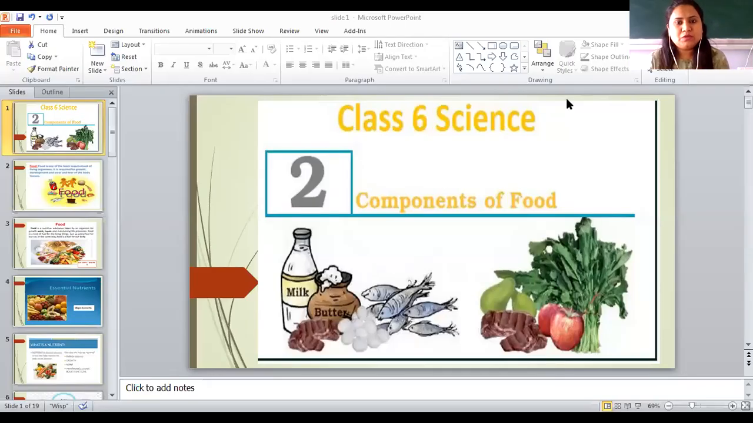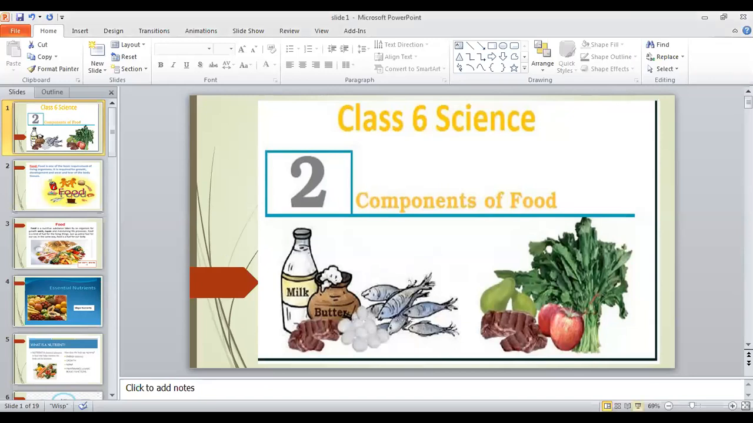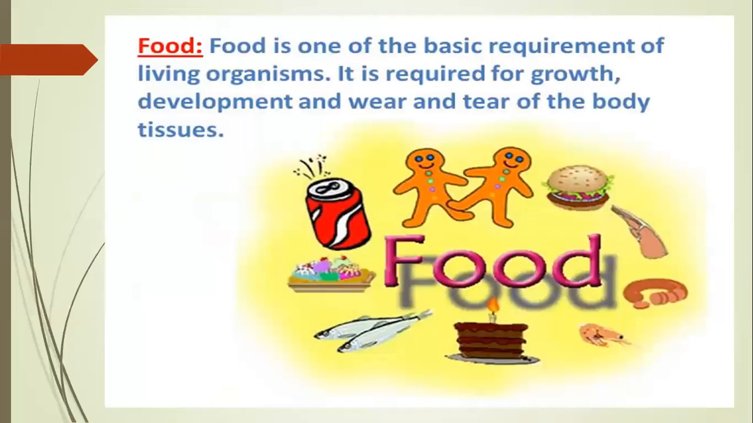So chapter number 2, components of food. The food item provides us with nutrients which are required by our body for energy, body building, and wear and tear of the tissues. Now you must be thinking, what is exactly food? Food is one of the basic requirements, a substance which is required for every organism. It is required for growth, development, and wear and tear of the tissues of the body.